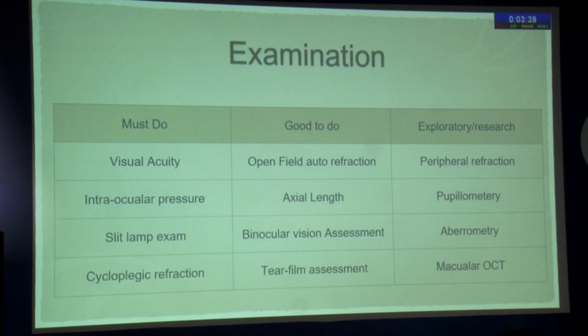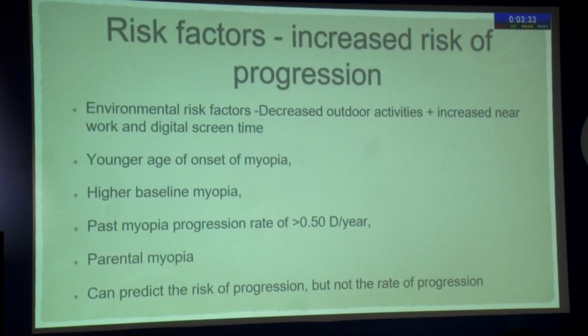And exploratory refraction or a research examination would be a peripheral refraction, pupillometry, aberrometry, or a macular OCT. Now, risk factors for increase in progression are the environmental risk factors in terms of decreased outdoor activities, which is very common these days, increased near work, again, which is very common, and digital screen time, which we all are fighting for most of the kids when they visit our hospital.